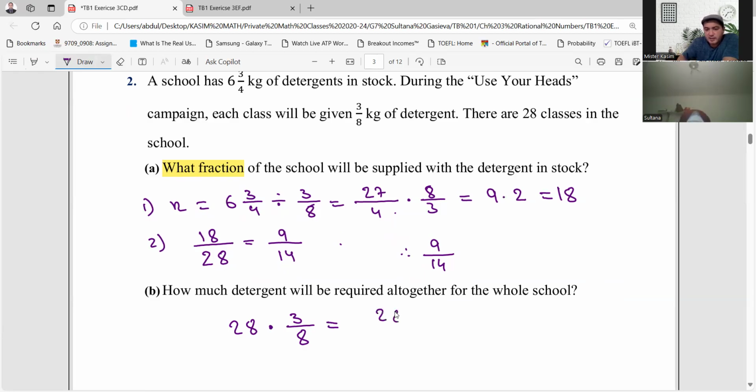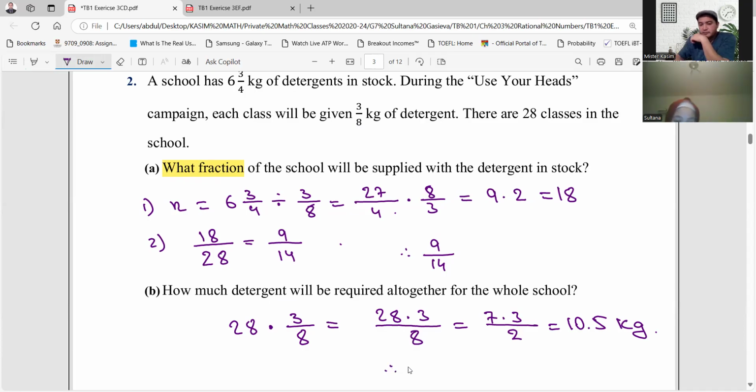This means 28 times 3 over 8. Both numbers, 28 and 8, are divisible by 4, right? So 7 times 3 over 2, which is 21 over 2. 21 over 2 equals 10.5 kg, right? Yes, when you simplify it. So you can write: 10.5 kg of detergent is needed for the whole school.